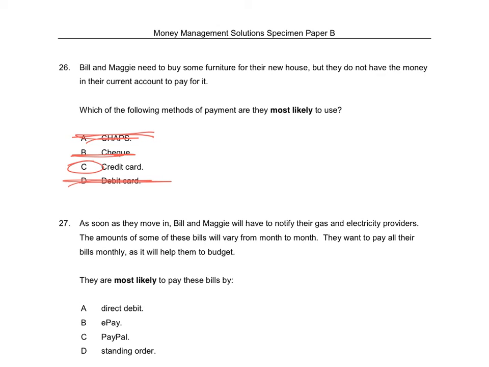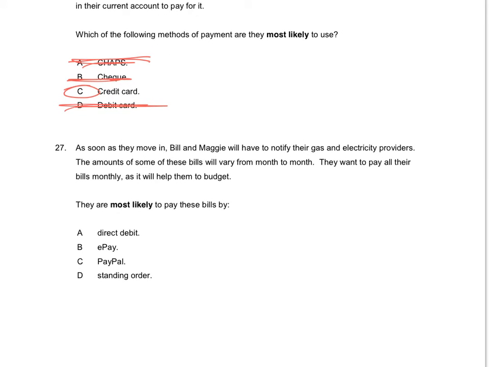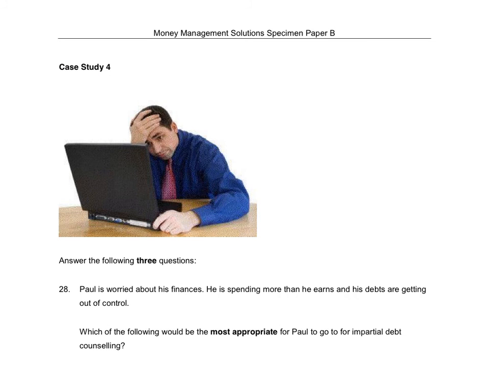Right, as soon as they move in, Bill and Maggie will have to notify their gas and electricity providers. Now the amounts vary month to month, but they want to pay all their bills monthly. We all know that is a direct debit, because the money's directly taken out of their bank by those gas and electricity people.